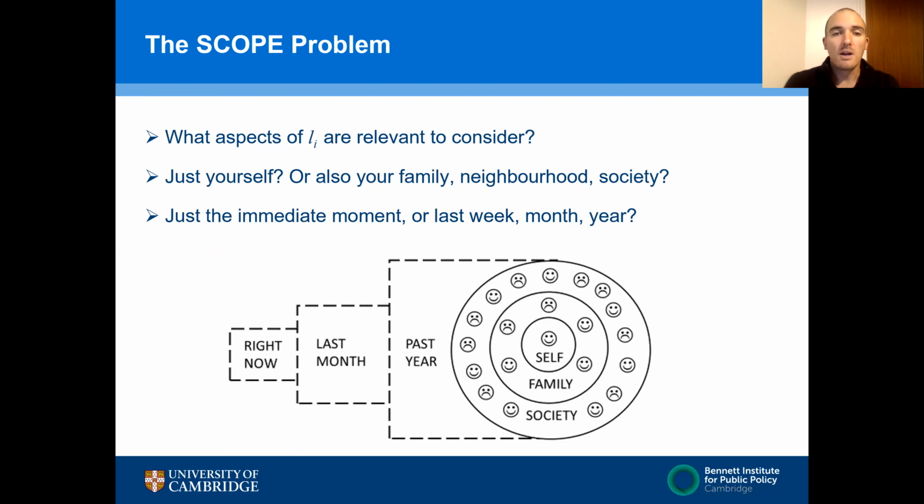So for example, do you just consistently think about your own life in a very narrow way? Or do you also consider your family situation, your community's situation, your society's situation, for example? Do you just consider the immediate moment? A lot of the time, subjective well-being scholars say that people are the expert on how they feel right now. But they're also talking about evaluative well-being as something that takes a broader temporal perspective. So what is that temporal horizon? Is it right now? Is it last week? Is it the last month or the last year?